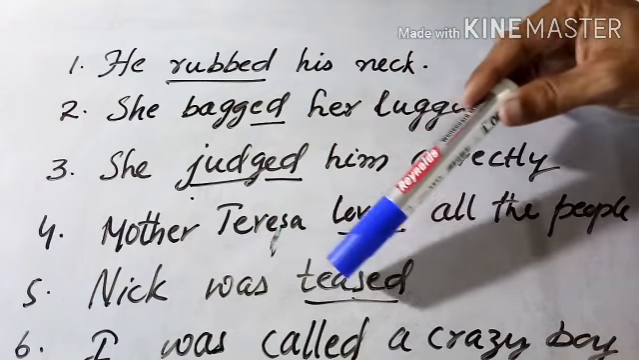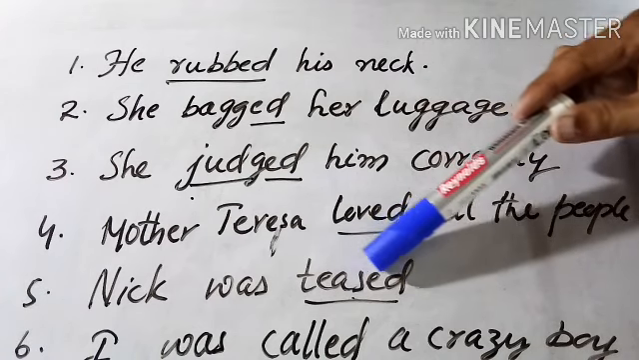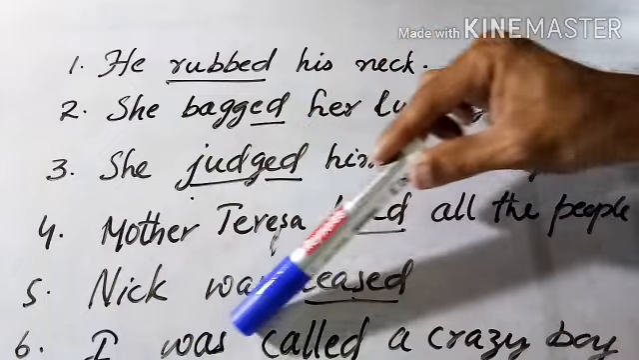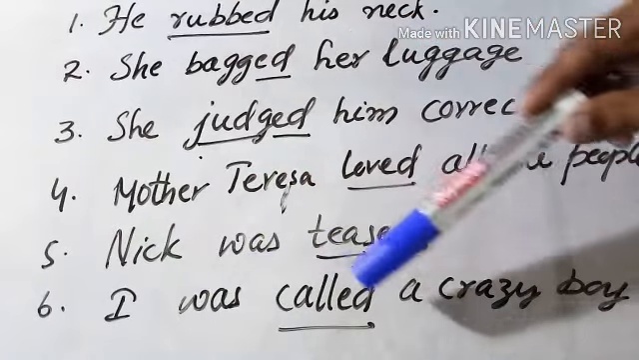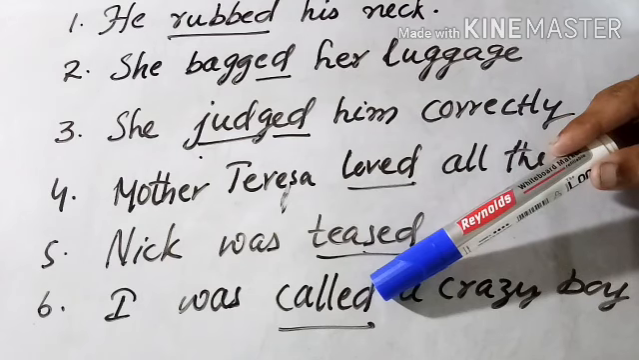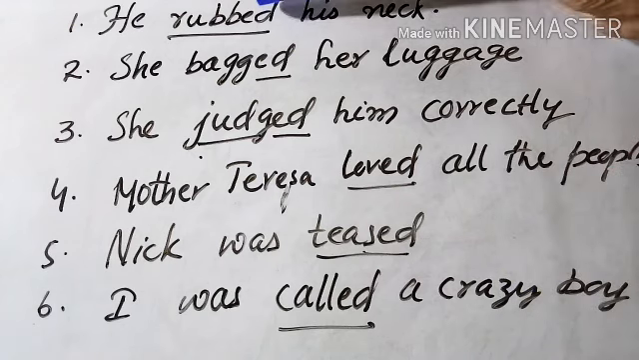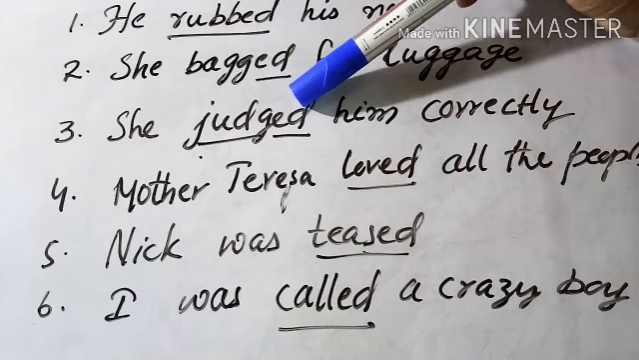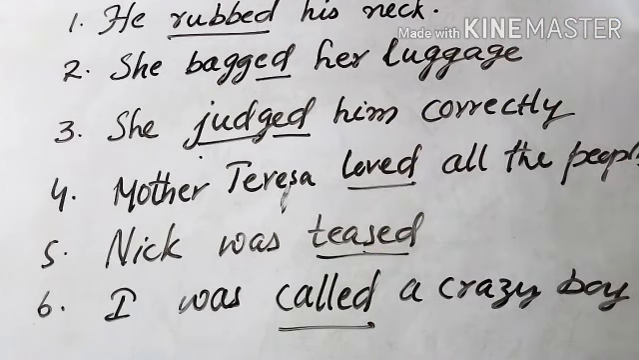Nick was teased. This is a voiced sound. That is why ed becomes d. Teased. I was called a crazy boy. L is a voiced sound, then ed becomes d. I was called a crazy boy. So all these words: rubbed, bagged, judged, loved, teased, called. By these examples we can easily understand how the ed became the voiced da. This is rule 2.